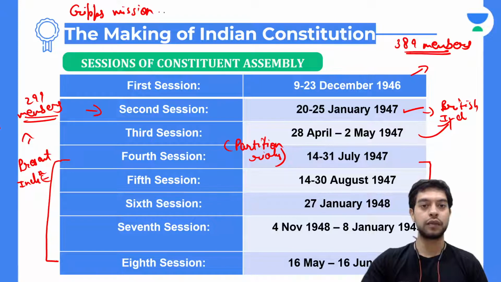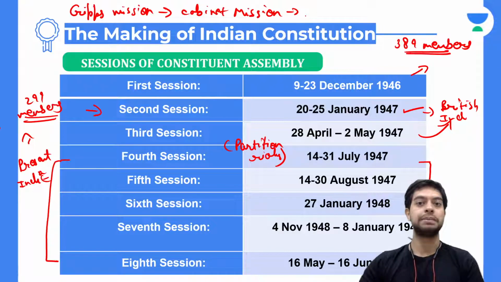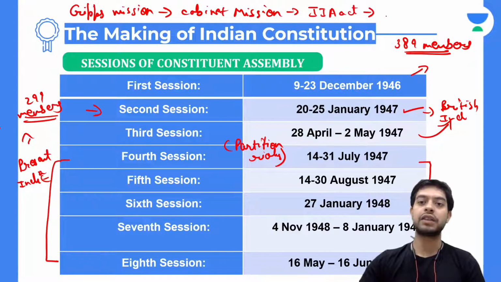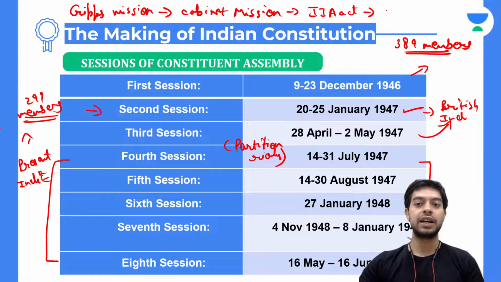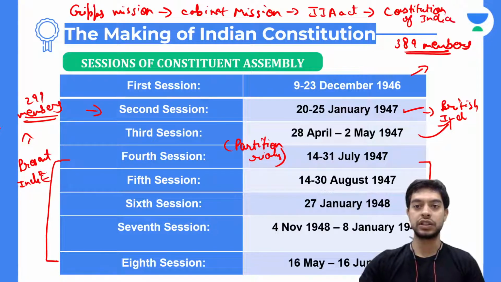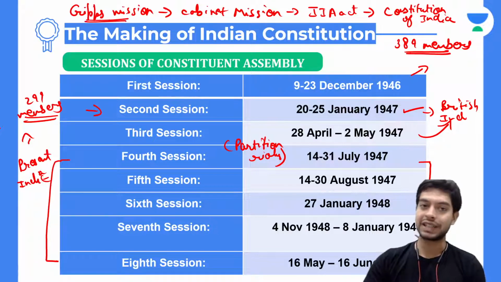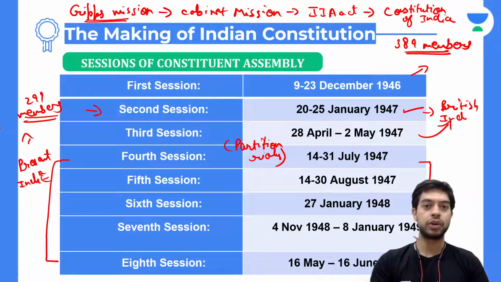Although I hope you know this thing, and if you do not know, I will teach you in a separate session. Cripps mission failed and it was replaced by cabinet mission. Okay. Then cabinet mission also failed, and cabinet mission was replaced by Indian Independence Act. Indian Independence Act finally replace किया गया Constitution of India से. All of them are successors of each other. Cripps mission जैसे ही फेल हुआ, एक बहुत इंपॉर्टेंट मूवमेंट शुरू हो गई, द क्विट इंडिया मूवमेंट.